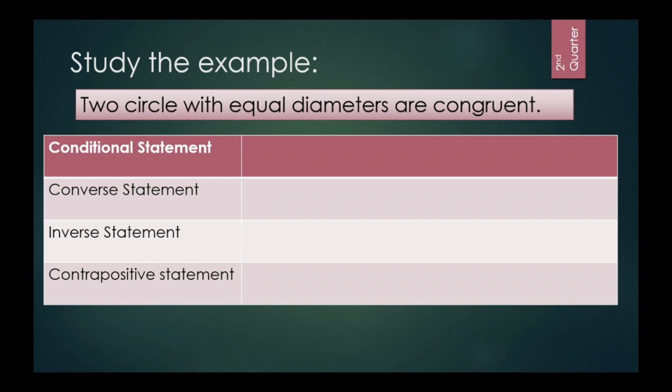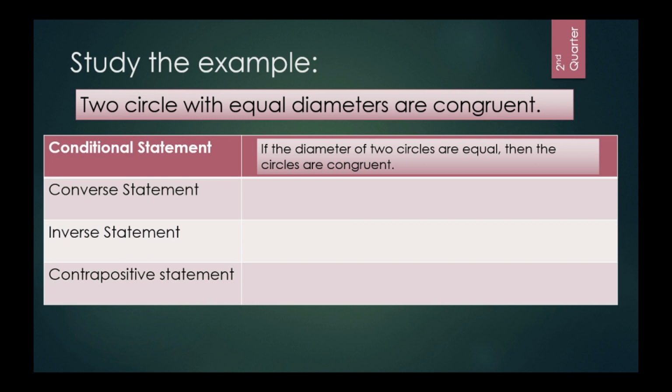Another example. So, lagay natin sa mathematics example, geometry. Two circles with equal diameters are congruent. So, we have here the hypothesis, two circles with equal diameters, and the conclusion, are congruent. The conditional statement will be, if the diameter of two circles are equal, nirephrase uli natin ito para maging maganda yung ating thought. If the diameter of two circles are equal, then the circles are congruent. So, nandun pa rin yung word na congruent. We are just adding the subject.